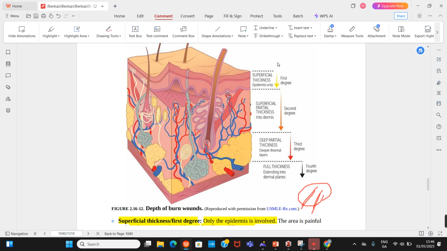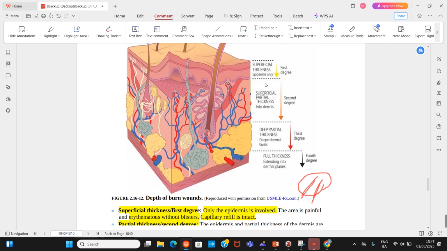So superficial thickness. The only area that is lost in superficial thickness is the epidermis. It is only the epidermis. Now, you just see redness, because what is happening here is just histamine, like vasodilation kind of presentation. Redness, that is all. No break in the skin. It's only the epidermis that is taken out, so you just see an erythematous area.